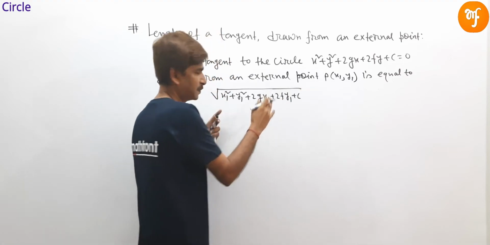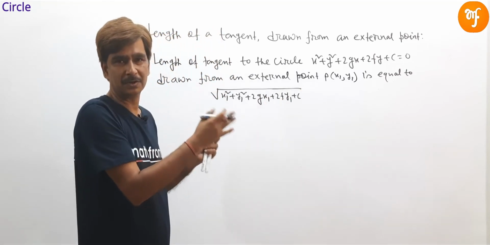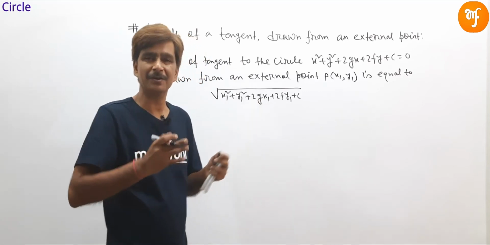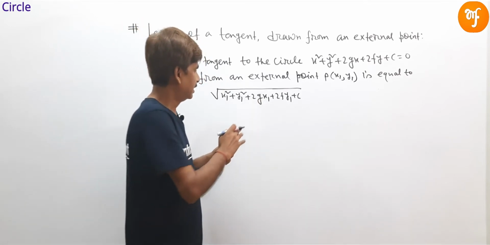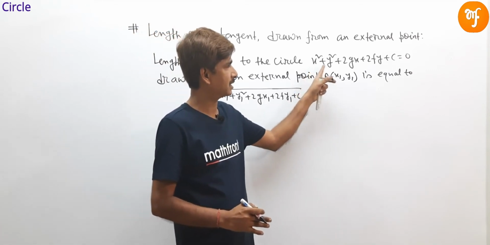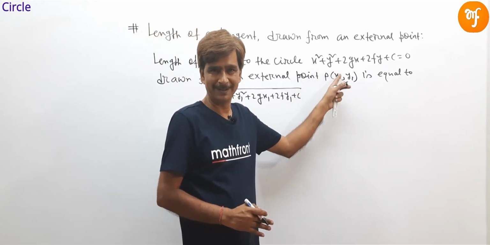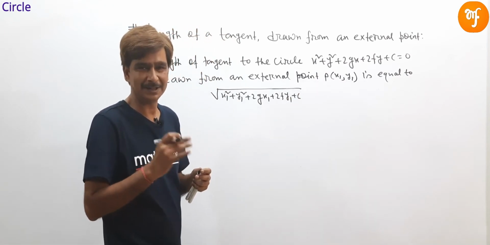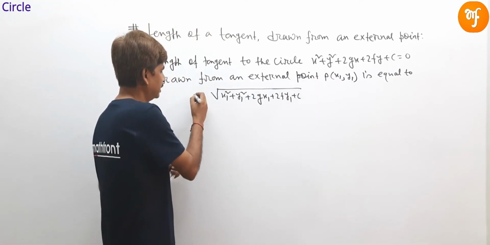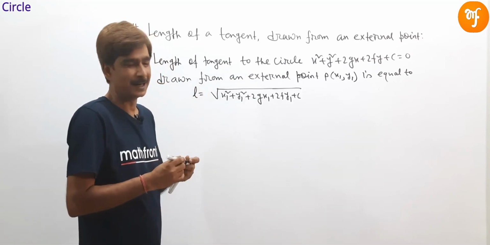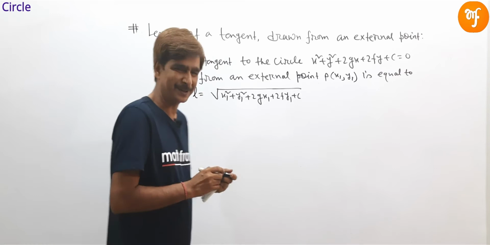Look, the expression inside the square root is a constant, as all x1, y1, g, f and c are constants. Okay, so it is easy to remember: just substitute x and y by x1, y1 and take the square root, and we will get the length of the tangent. Okay, so if we give the name L, then L is equal to this. Now look how to prove it.